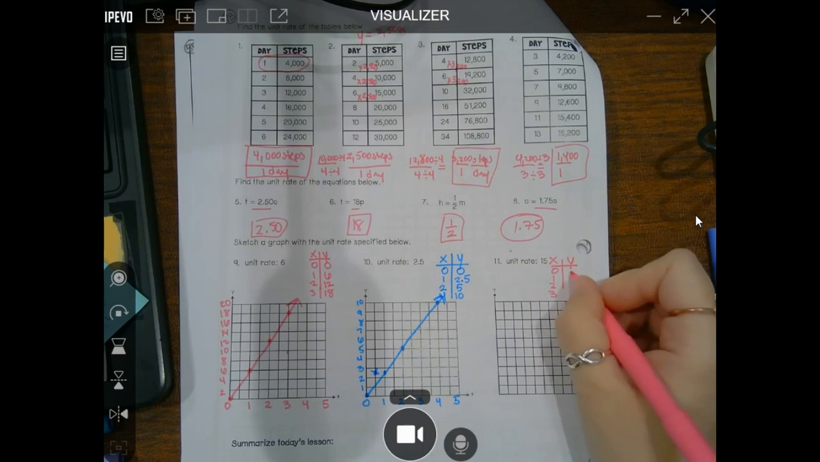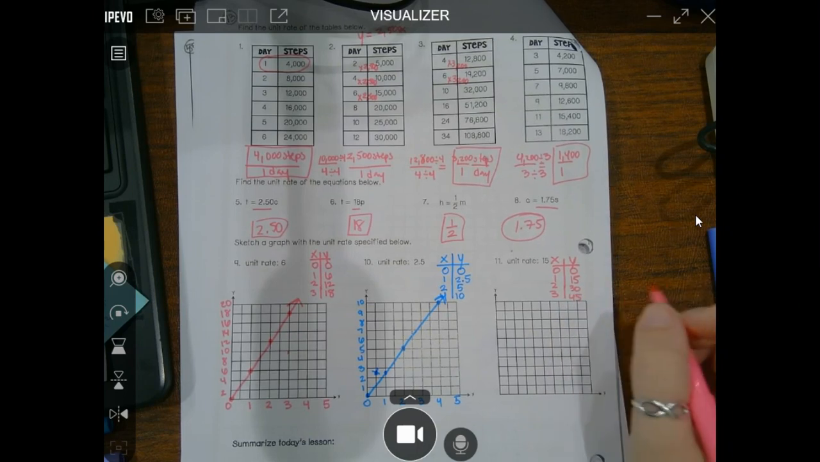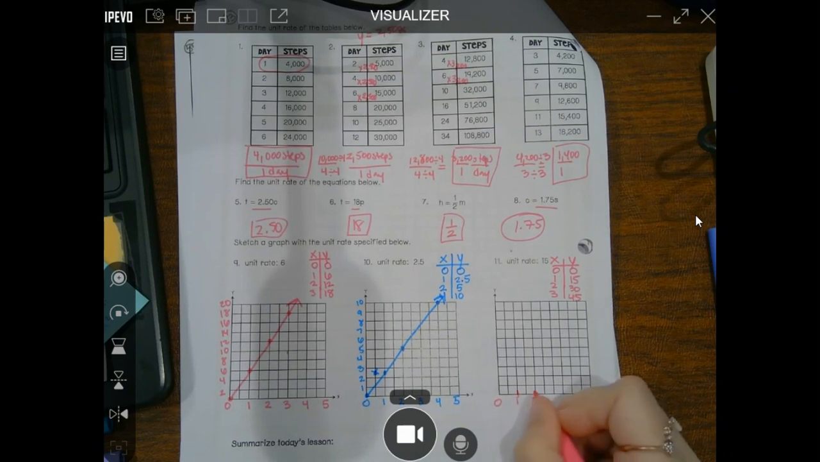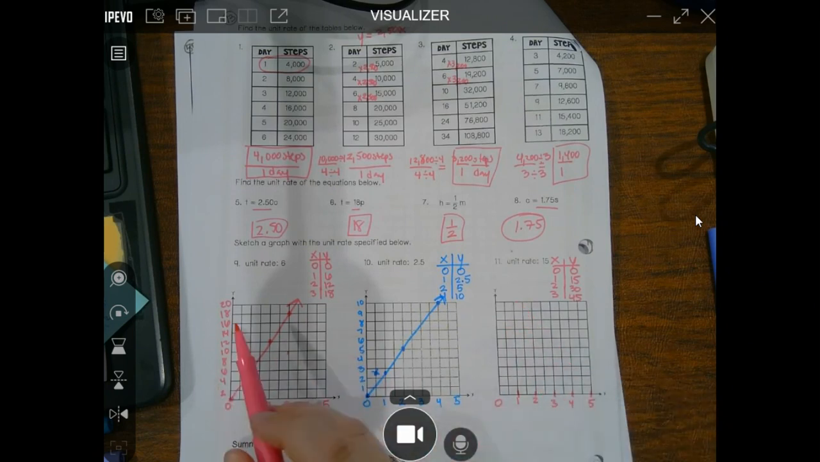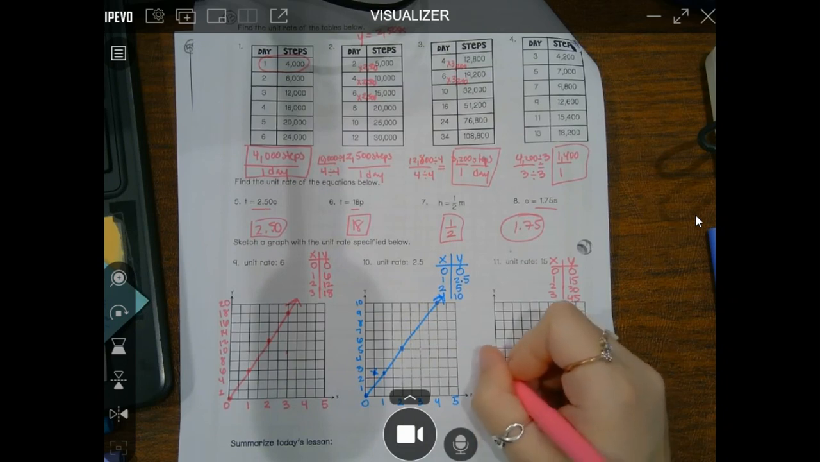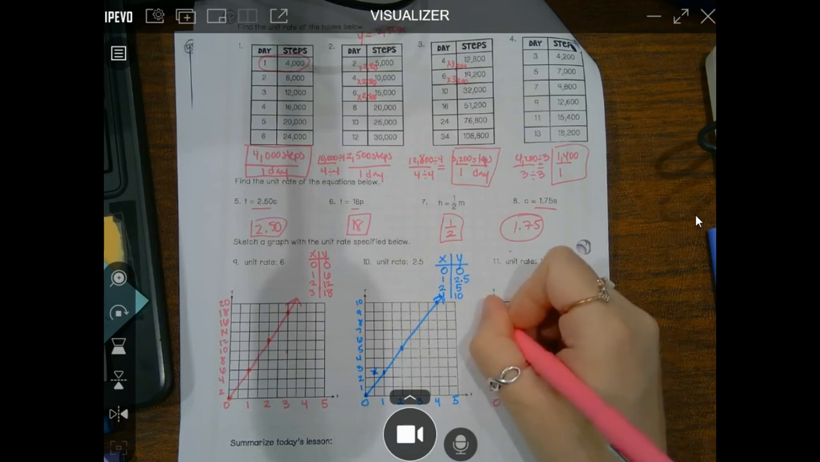And 0 times 15, 0. 1 times 15, 15. 2 times 15, 30. 3 times 15, 45. Okay, I can count the same for the x. I'm going to put little dashes so I don't mess up again. If you find yourself messing up, that might help you. Okay, now if I count by ones, no. Even if I count by twos, no. Let's try maybe by fives. 5, 10, 15, 20, 25, 30, 35, 40, 45, 50.